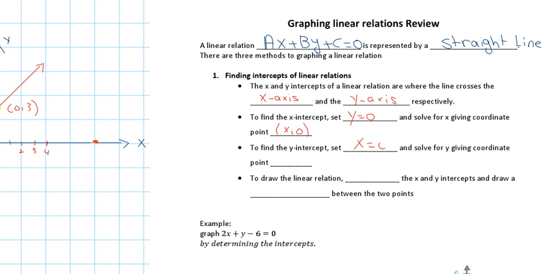So, to find the x-intercept, you set y equal to 0. To find the y-intercept, you set x equal to 0. And then to draw the linear relation, plot the x and y-intercepts and draw a line between the 2 points. We're going to do an example so I can show you exactly what I mean by all of this.